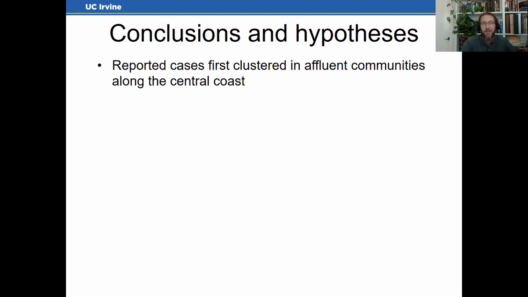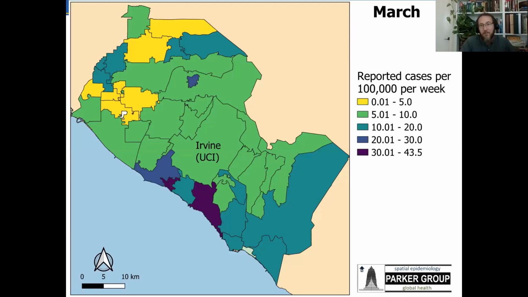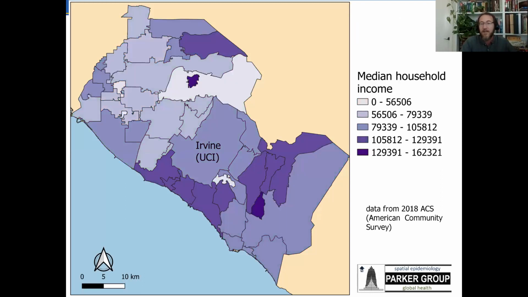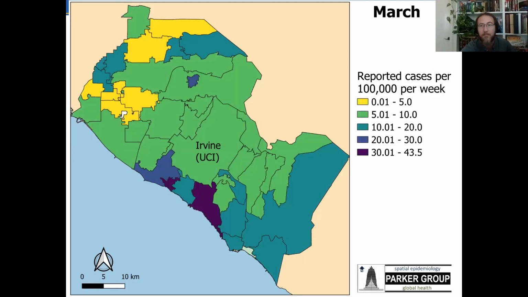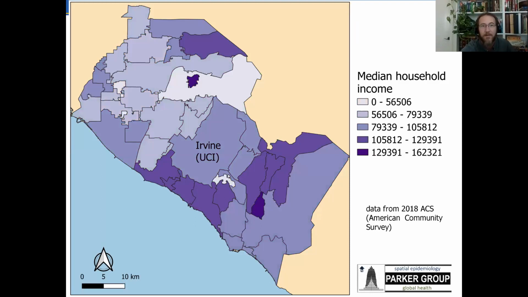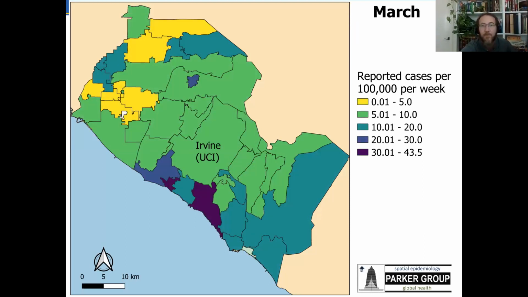These are affluent communities. And in fact, I could show you a map, and I will. So this is the case intensity here again. But if you look at a map of median household income, you'll see that those central cities in Orange County are places where you have relatively high median household income. Right? It's not perfectly predictive, but it overlaps pretty well with the places where the outbreak really started.